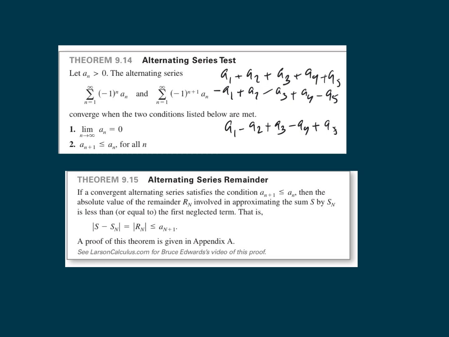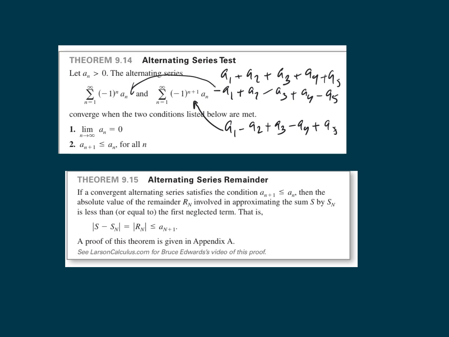So which is this one? Is it this one or this one? Okay, this is A1 minus A2, so the first one is positive. When n equals 1, it should be a square, so it should be this one. So this one is this series, and this one is this series.